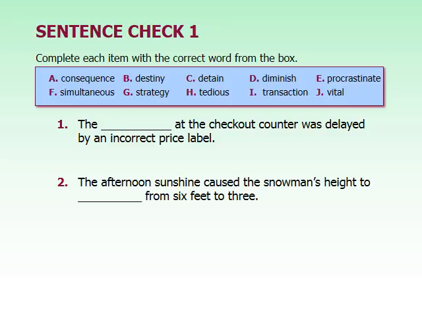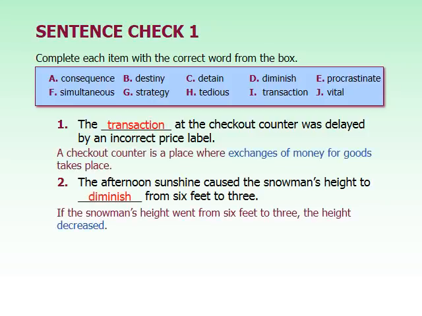So let's take a look at the sentence check 1 on page 109. The blank at the checkout counter was delayed by an incorrect price label. So what kind of thing happens at the checkout counter? What kind of thing would be going on there? The afternoon sunshine caused the snowman's height to blank from 6 feet to 3. So the height went down from 6 to 3 feet.